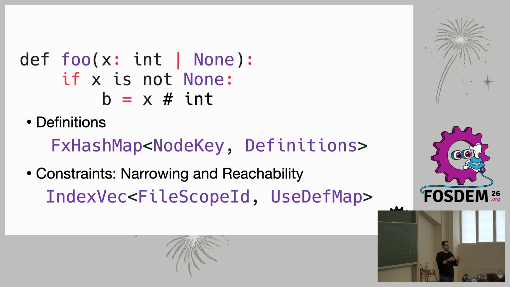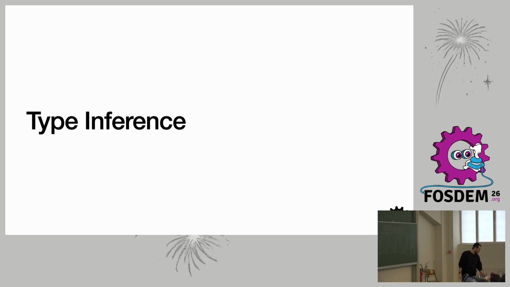Then I have reachability constraints, and these would be things like an if statement that says if the Python version is bigger than, for example, 3.11, define this variable, and then the type checker would record that reachability constraint. If you type check a project with a smaller Python version, then it would know that that part of code is not reachable and that variable should not be defined, and you get an error if you use it.